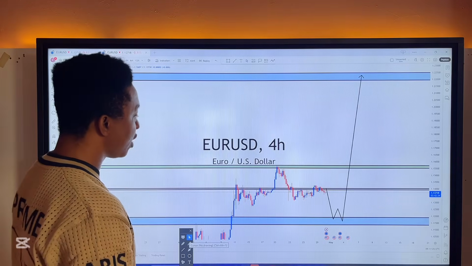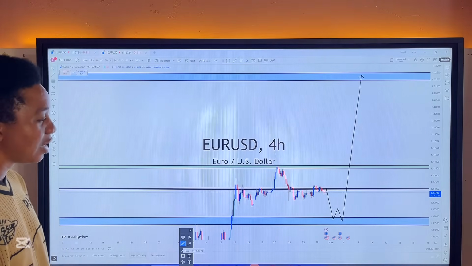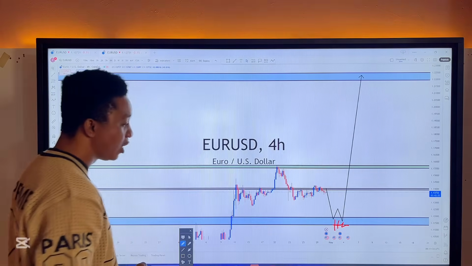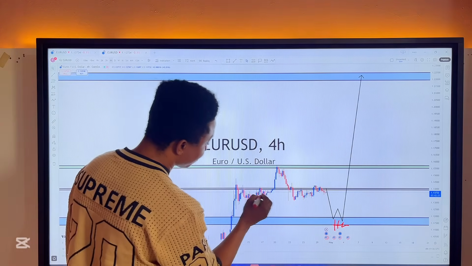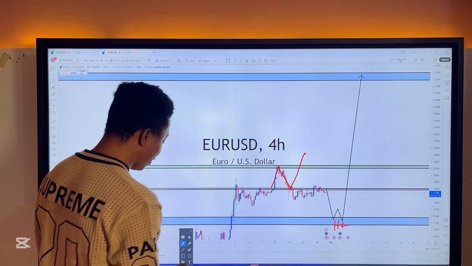Now EURUSD on the 4-hour time frame, look at this. Price is in a downtrend on the 4-hour time frame, indicating that we will definitely come back for the higher low. Look at this, price gave us a higher high here, then a higher low. Could it continue going up? Instead, what did it do?